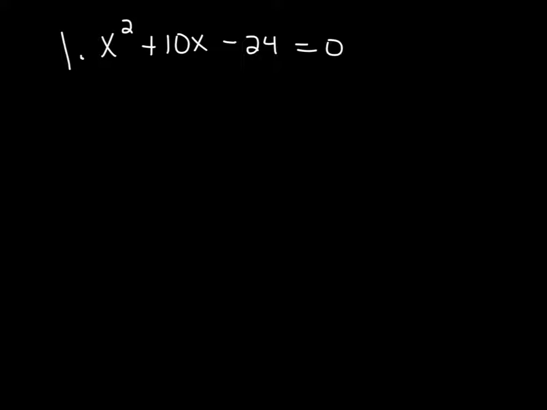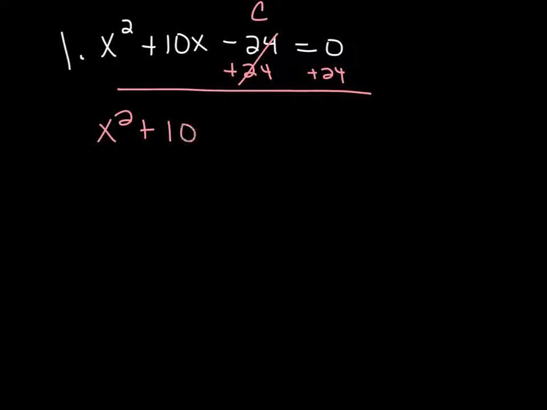Your first step with completing the square is to always move the c term over. Your c term is the value that does not have any x's, it's just the number. So I'm going to first move over 24. And I'm going to have x squared plus 10x equals 24. I'm also going to keep in mind that my a value here is 1, which is great because I don't have to divide by anything.